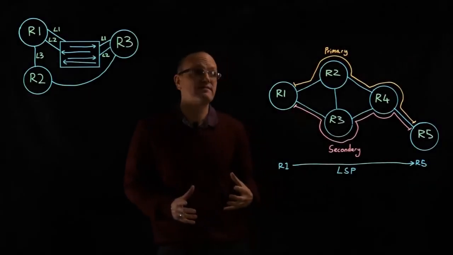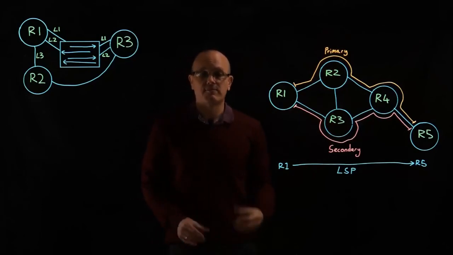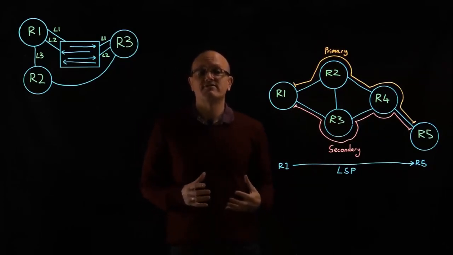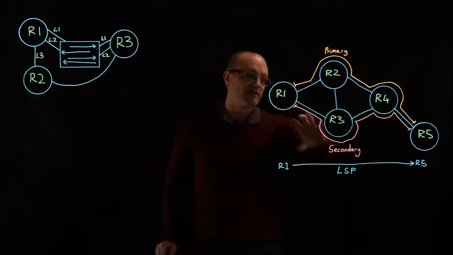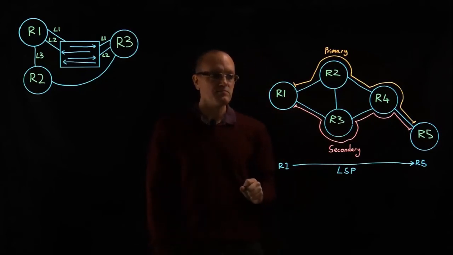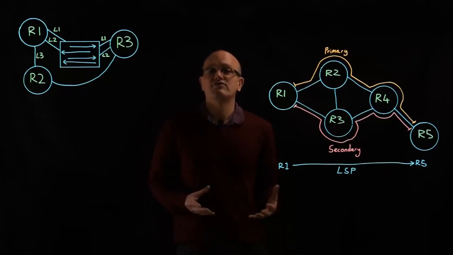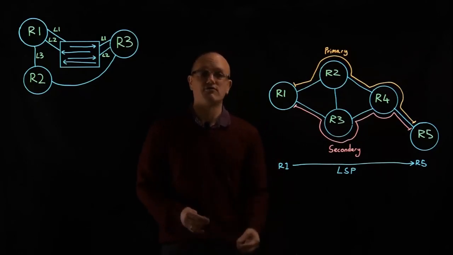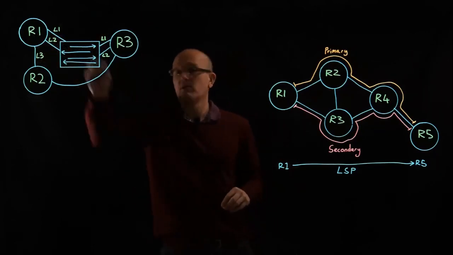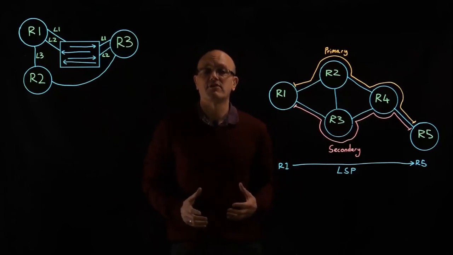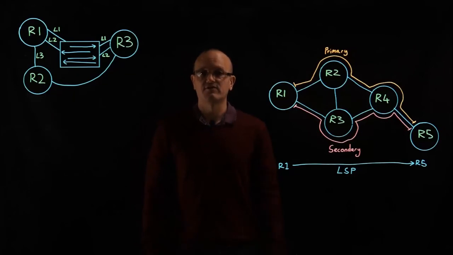So this is the basics of primary and secondary LSPs. And as I mentioned earlier, the Junos operating system by default is going to try and find a diverse path for that secondary LSP. However, the Junos operating system, routers in general, only have awareness of layer 3 topology. So let's take a look at this example on the left-hand side of the board and see what the problems are with that when it comes to automatic diversity calculations.